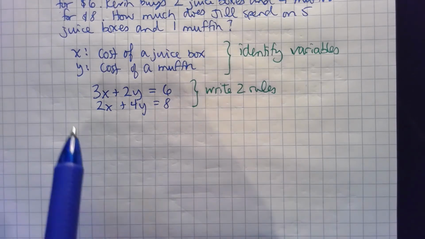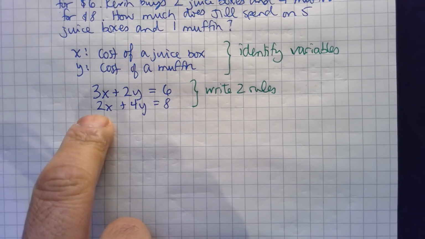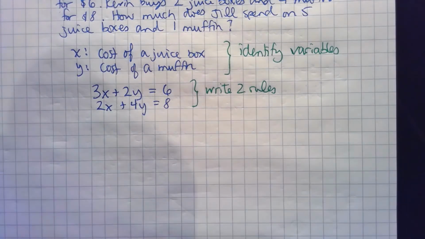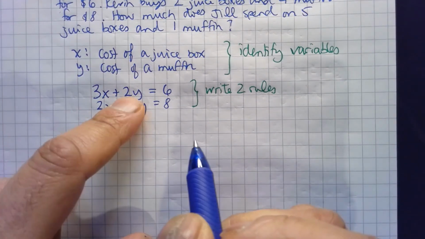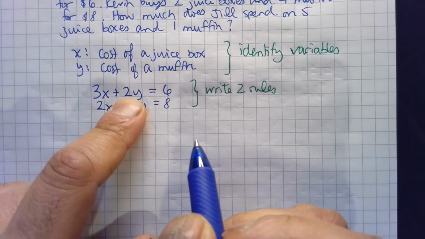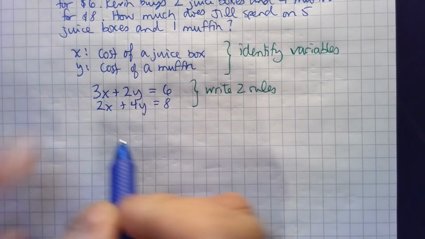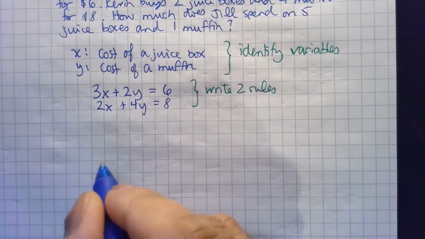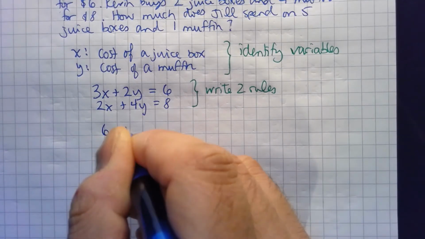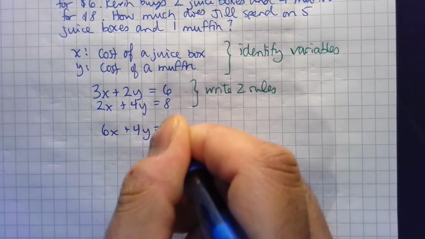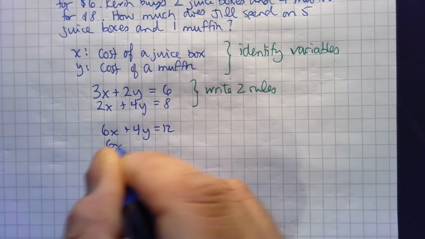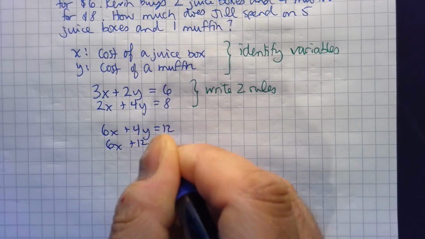Now most students, I said, will probably try to eliminate the x's, but you're welcome to do it any other way. But I'm going to eliminate the x's in order to continue, because most students, I think, would do that. Personally, I probably wouldn't. I'd probably actually eliminate the y's, because I just have to double the y's for the first one. But whatever. I'll follow along with how most students would do this. So I'm going to double the first rule to give me 6x plus 4y equals 12. So I've doubled the first rule. I'm going to triple the second rule, which gives me 6x plus 12y equals 24.